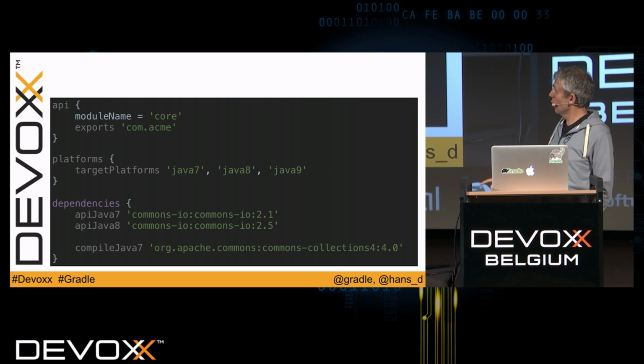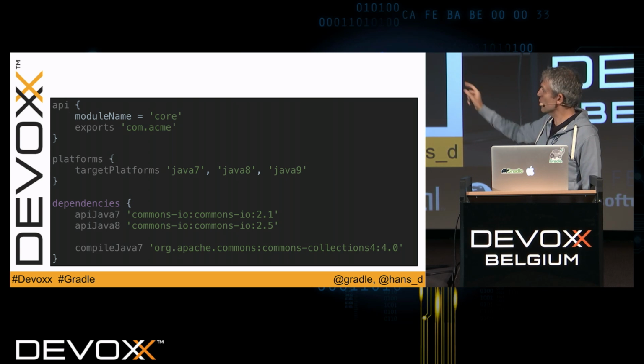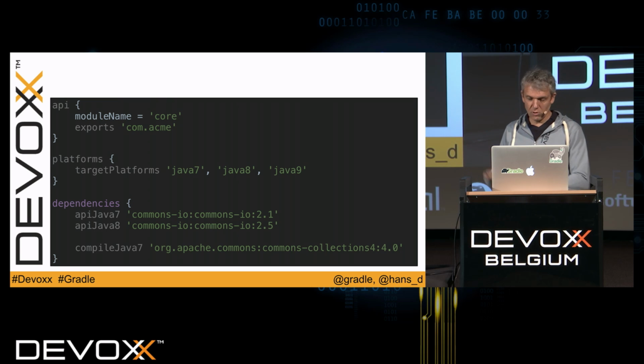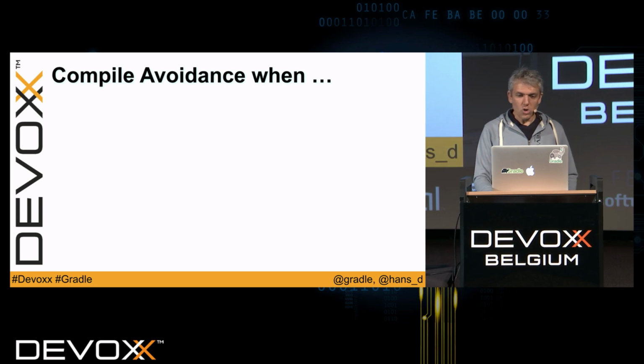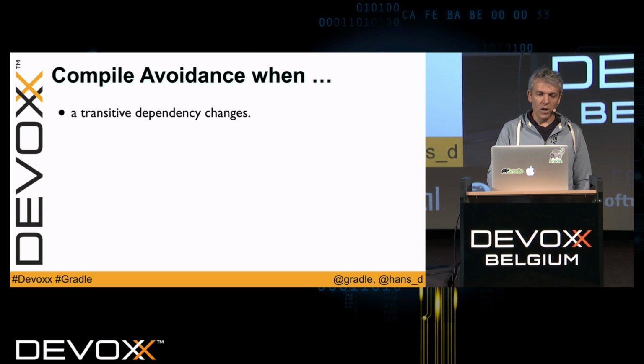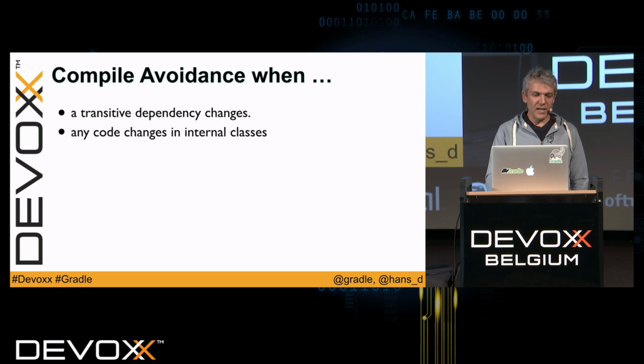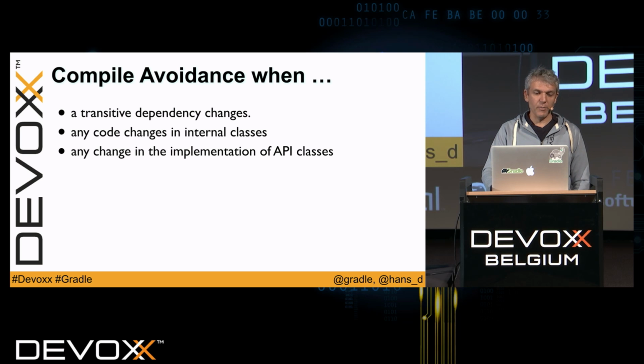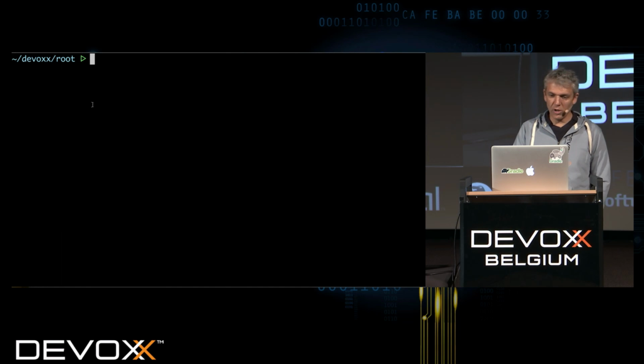The other thing you're able to do, which is, I think, even better than multi-release jars, is specify dependencies per Java version. You can specify dependencies that are used across Java versions, but then you can say, hey, the Java 7 version of my jar uses commons-io 2.1, and Java 8 uses 2.5 because there might be some closures in there. So very, very powerful. The other thing I want to mention is compile avoidance. Gradle offers you compile avoidance when a transitive dependency changes, when any code changes in internal classes, and when any change happens in the implementation of API classes. I want to give you a quick demo on that.